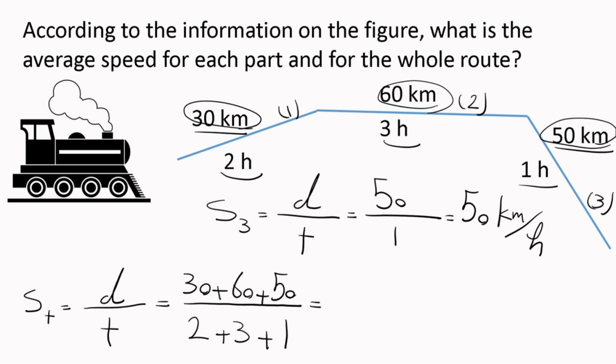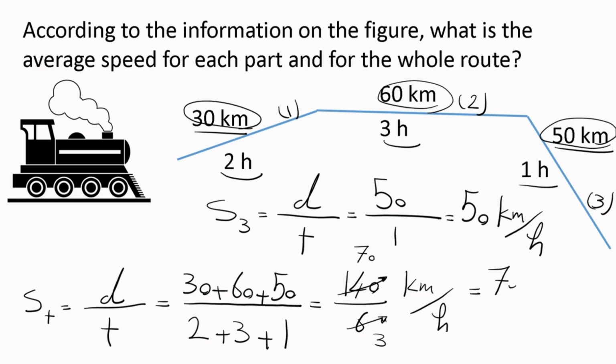So it's going to be 140 over 6. And the unit, of course, will be kilometer per hour. I must make it more simple. Okay, I can divide both of them by 2. If I divide this denominator by 2, I'm going to have 3. And if I divide this by 2, I'm going to have 70. So the average speed will be 70 over 3 kilometer per hour.